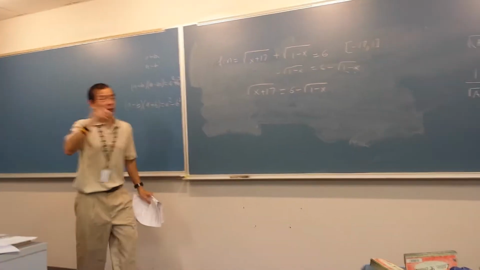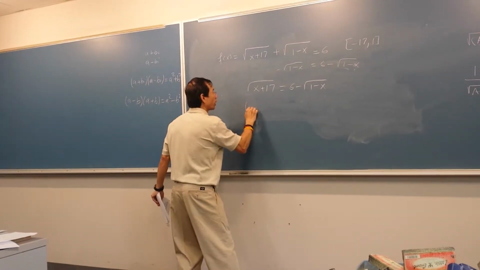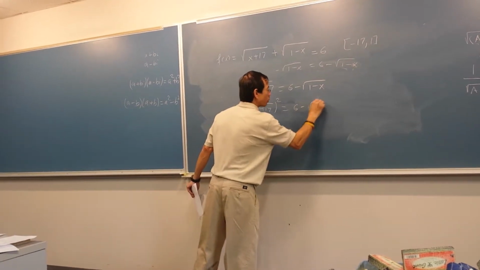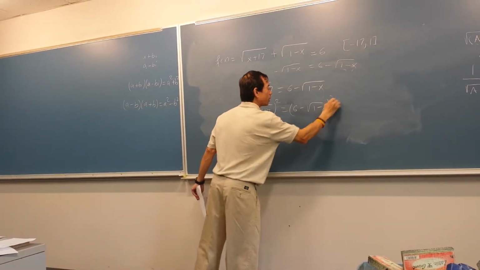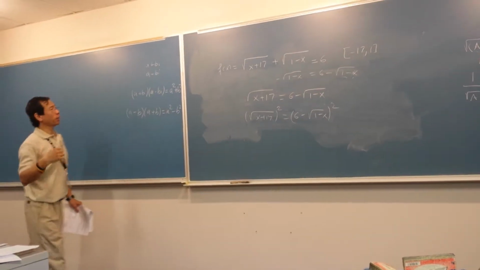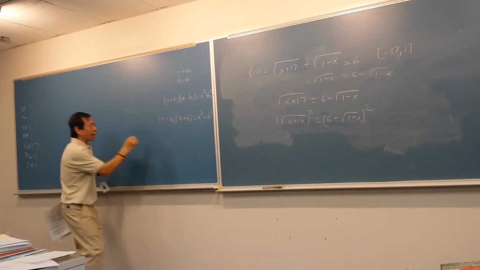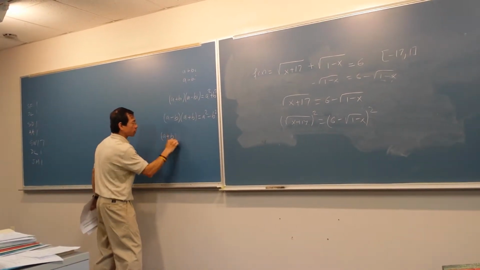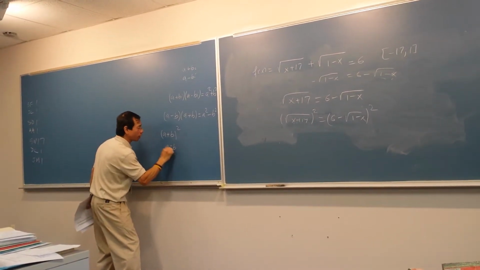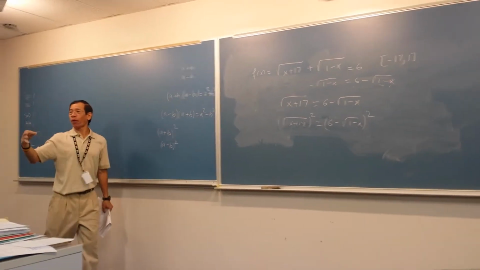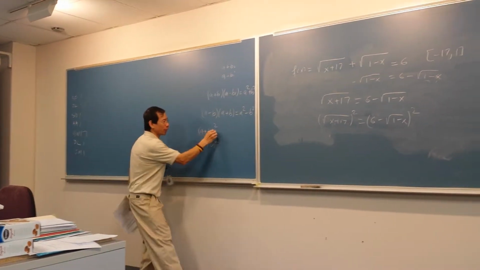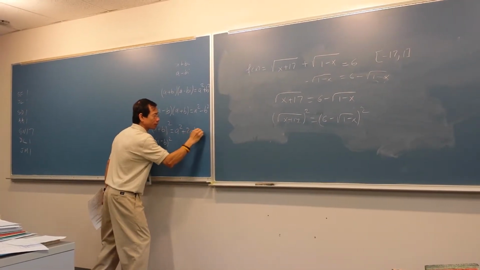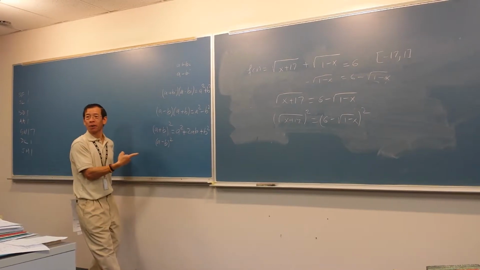Square both sides. Now we square both sides, right? Okay. So the square of square root of x plus 17 squared equals 6 minus square root of 1 minus x, squared, right? Here's the deal. Back to what I'm saying, I'm writing all the formulas. Every time you see a plus b squared, or a minus b squared, you can do the fourth, or the easiest thing to do is, what is this equal to? a squared plus 2ab plus b squared, right? And then what about the bottom one?